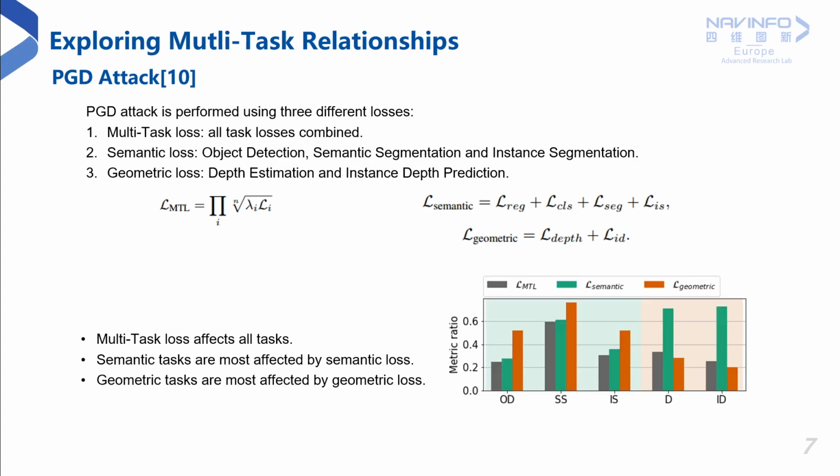We observe that the multitask loss affects all tasks. The 3 semantic tasks in the green shaded region are affected more by the semantic loss based attack in comparison to the geometric loss. The same holds true for geometric tasks.